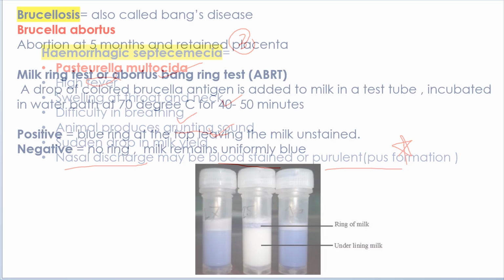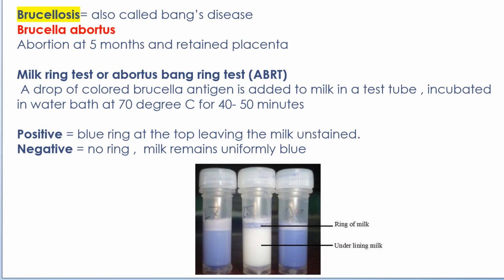Okay, so now talking about brucellosis, it is also known as Bang's disease, and it is caused by Brucella abortus. In this, when the fetus is 5 months old, abortion occurs and only the placenta remains. So this is a very bad disease. Basically, the test is the milk ring test, done to check if this disease is present in the milk, or it is the abortus Bang ring test, ABRT. You need to remember the short form.